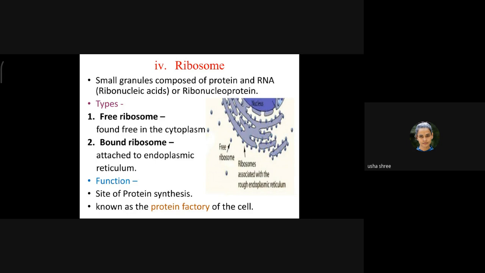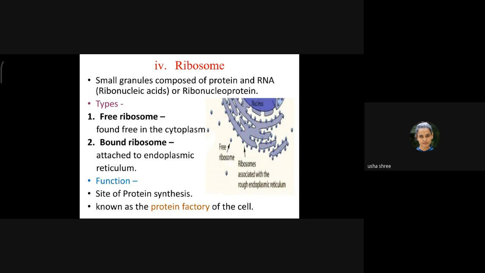Rough endoplasmic reticulum. Very good. Rough endoplasmic reticulum contains ribosomes in its body. And what are those ribosomes? They are small granules of protein and RNA. Some ribosomes float free in the cytoplasm. Some ribosomes are attached to the endoplasmic reticulum, and that is what makes it rough.